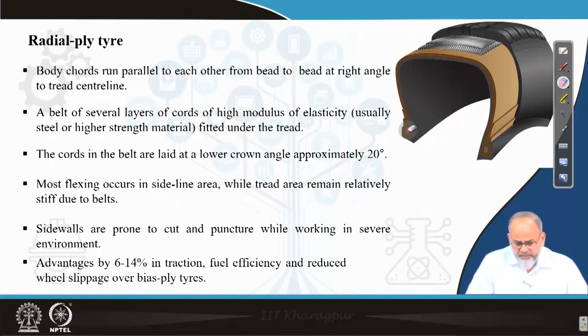Then the advantage over the bias ply tire is there is a gain in fuel efficiency, and a gain in wheel slippage. Gain in wheel slippage means reduction in wheel slippage to the tune of 6 to 14%. Then comes our bias belted tire.